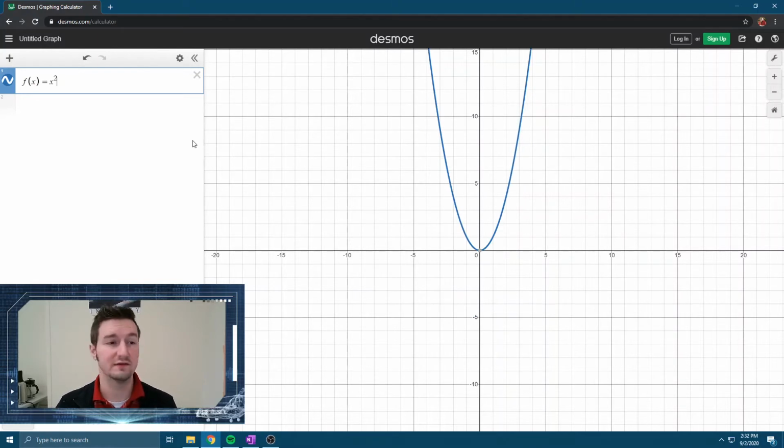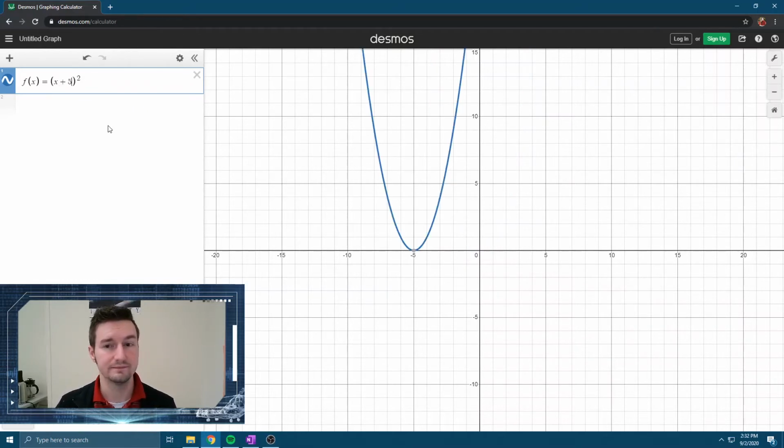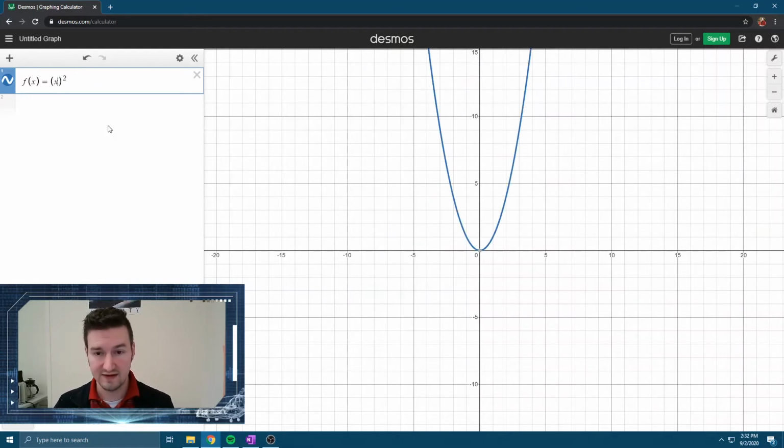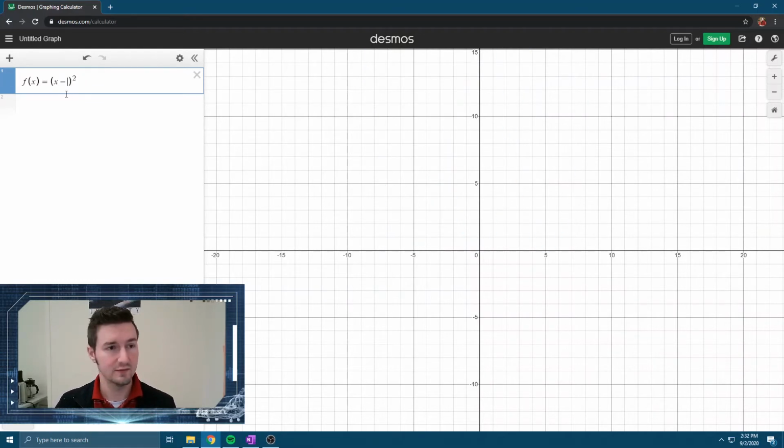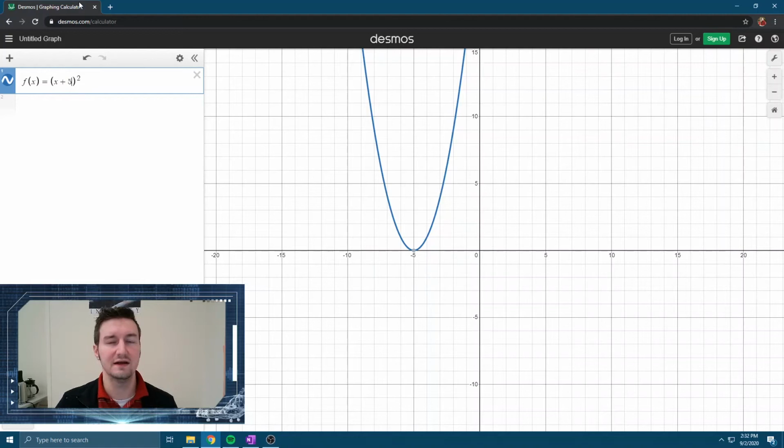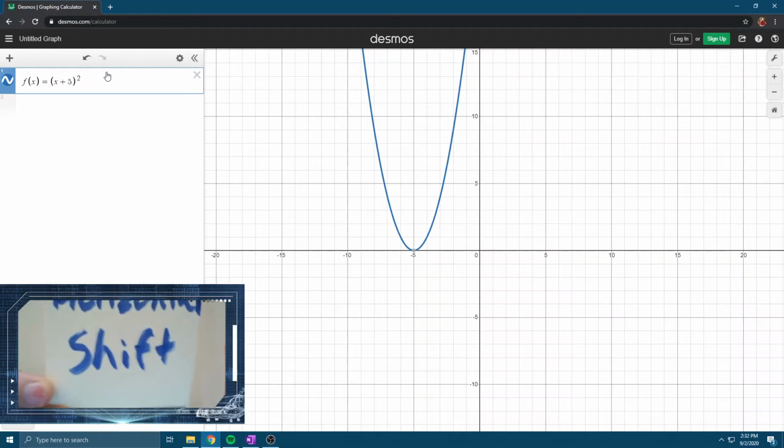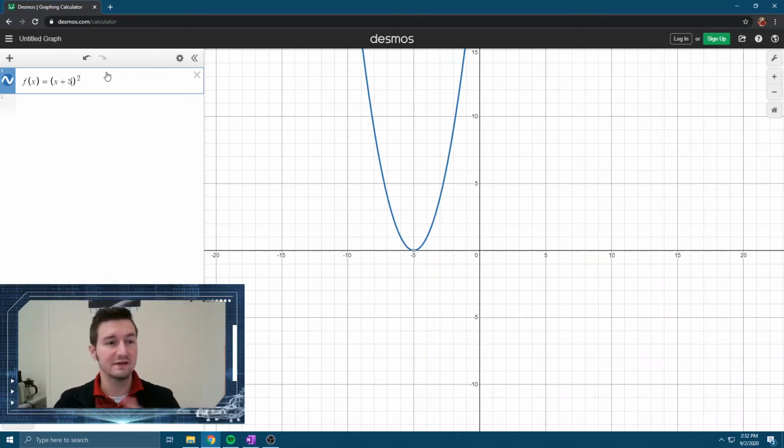The second type of transformation: notice what if we put in some parentheses around the x. That didn't do anything yet, it's still the same function, but what if we added 5 inside these parentheses? Notice if we add 5, it gets shifted to the left. So not to the right, plus 5 shifts it to the left if it's inside these parentheses. This is our second type of transformation. This is called a horizontal shift. A horizontal shift just means we're moving the whole function left or right.